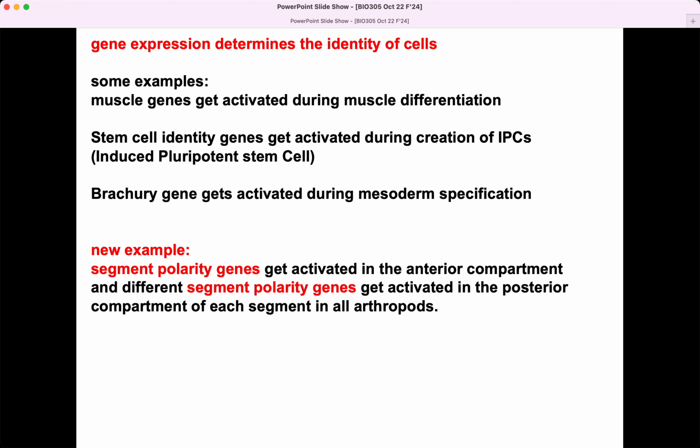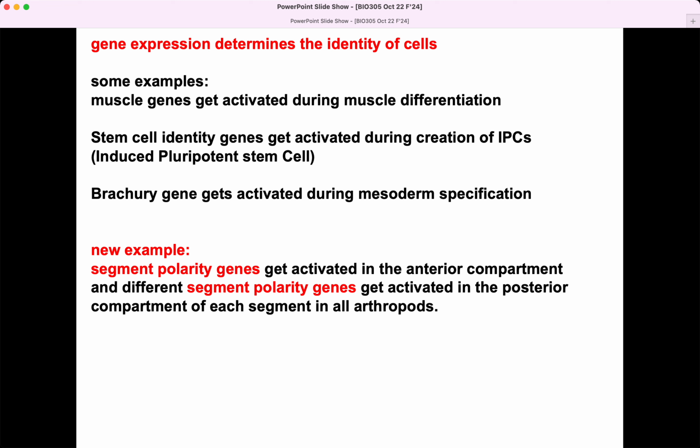Then we talked a little bit about brachyury. Brachyury is expressed in that belt of cells that are mesoderm cells. And those need to become mesoderm cells. Initially, they're specified as they think they're going to be ectoderm. And we're going to be like, no, we want you to be mesoderm. So we need you to express some mesoderm genes like brachyury and go down that pathway. So our new example is these segment polarity genes are doing that same story.